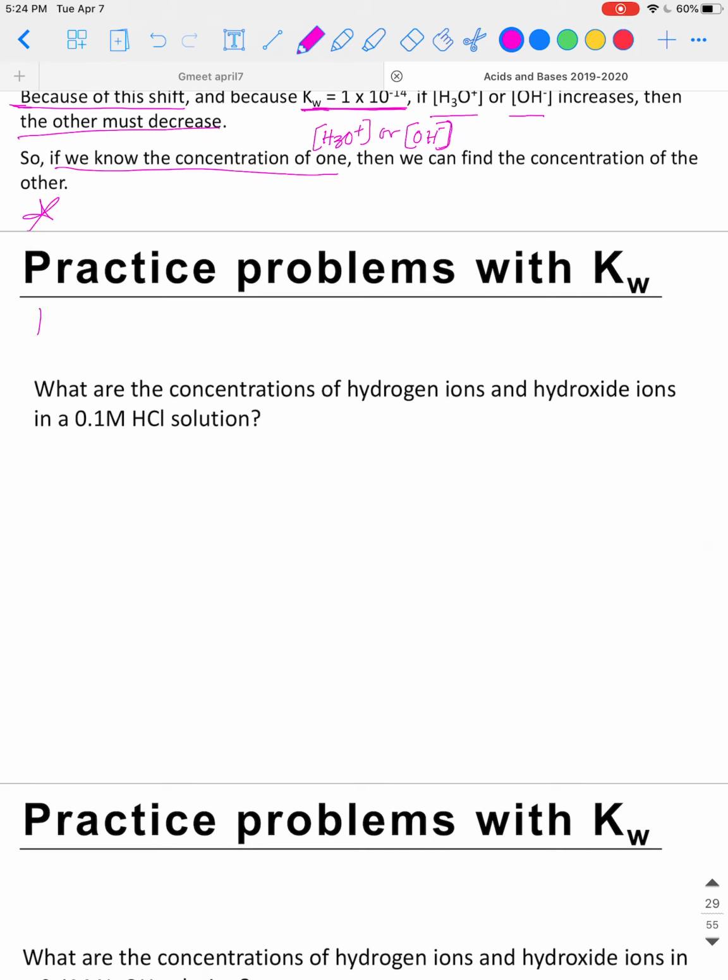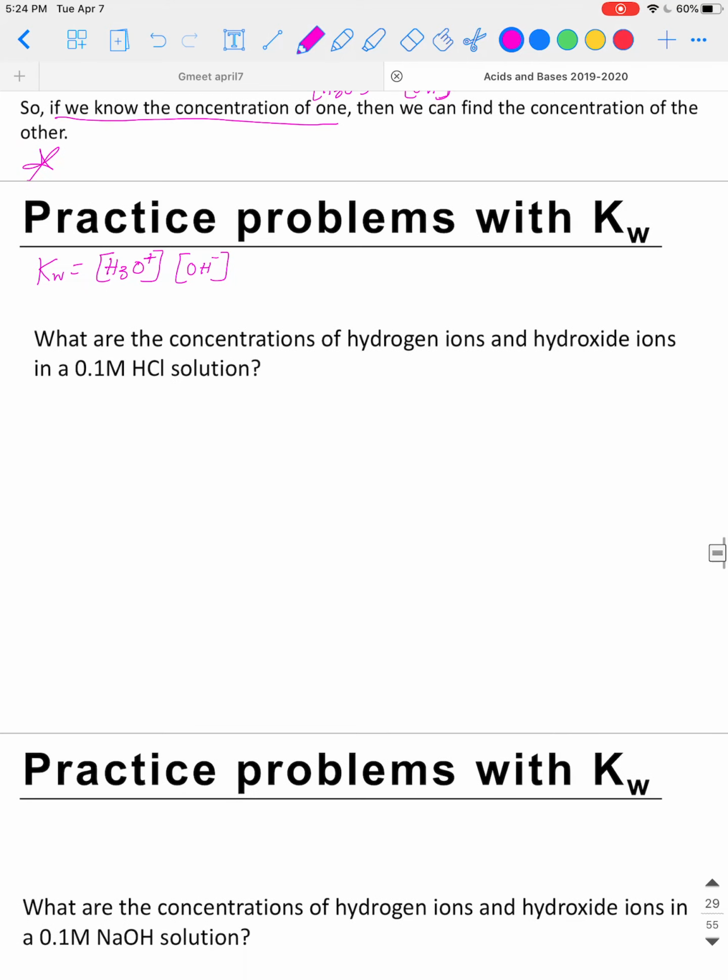So I'm going to write our equation for Kw right here. Kw equals the concentration. If your head is swimming right now, don't worry. We're about to work this out and make it easy to understand, hopefully. That's the goal. So there's our equation for Kw, and we know Kw equals 1 times 10 to the minus 14. You also need to memorize this.